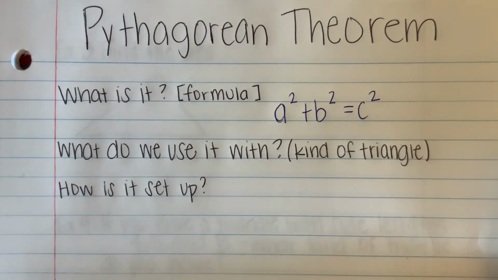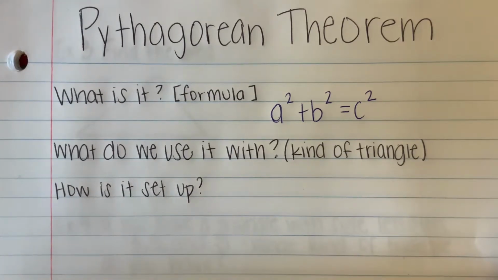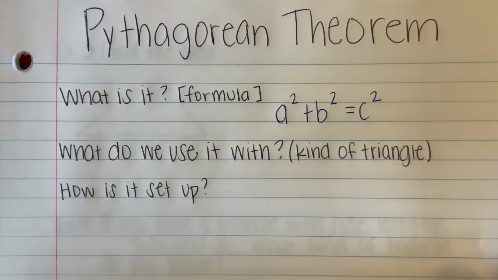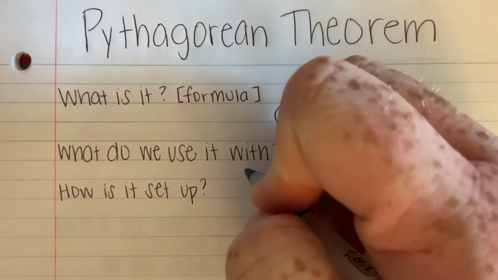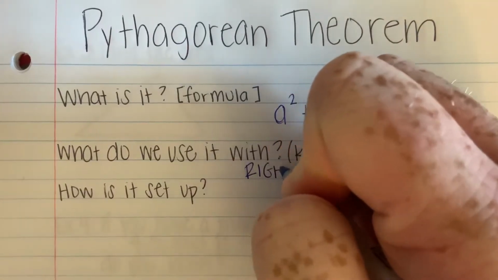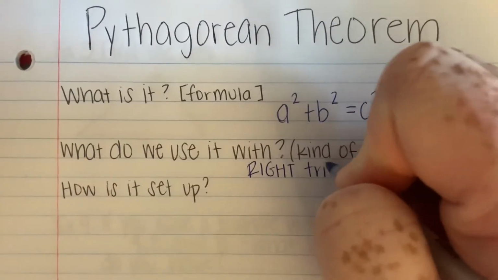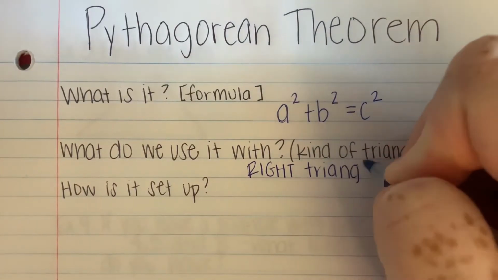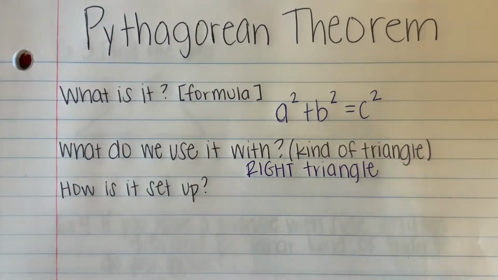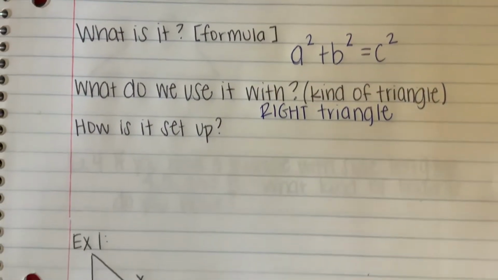And then what kinds of shapes do we use it with? More specifically, what kind of triangle do we use it with? Give you a second there. Hopefully you're thinking that we use it with a right triangle. As a refresher, when we're looking at the angles of triangles, there are three types. A right triangle, an acute triangle, and then an obtuse triangle. We'll talk about that here in a second.